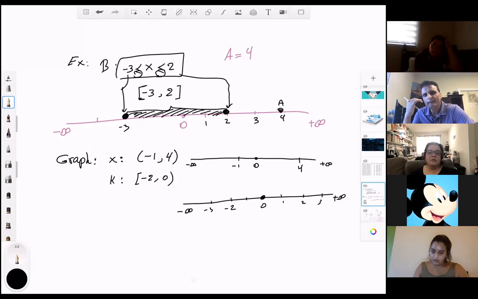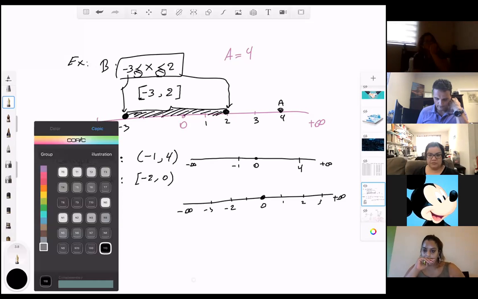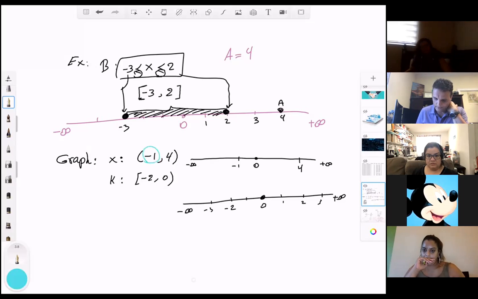When we have interval notation, it always comes with two numbers. The first one is going to be the minimum value. So negative 1 is right here, and 4 is there. We are dealing with everything inside. The parentheses mean we have an open circle here and an open circle there. This will be the solution.